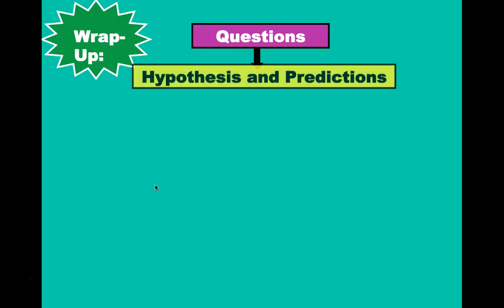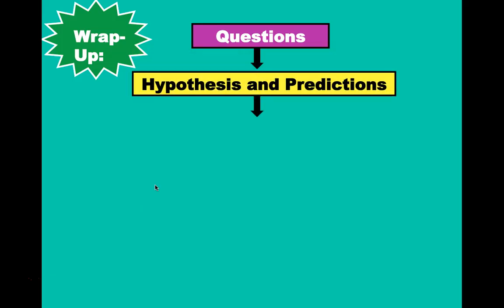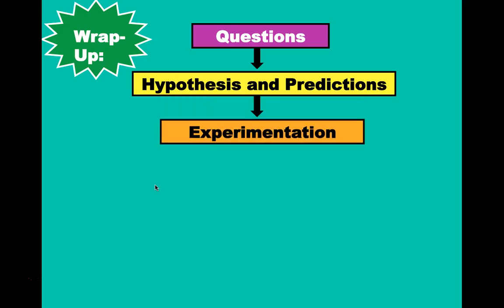So just to wrap everything up that we've talked about today, remember that questions will always lead to your hypothesis and your predictions. Your hypothesis is going to be your if-then statement. It's going to be your educated guess about your question or problem. From there, you're going to design your experiment, where your experiment will have 2 groups, control group and experimental group, and within those, you're going to have your independent variable and your dependent variable.